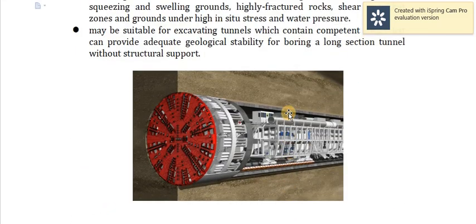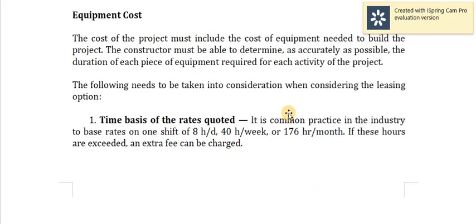So, there. Tapos na tayo sa equipment types. Next, let's go to equipment cost. So, the cost of the project must include the cost of equipment needed to build the project. The constructor must be able to determine as accurately as possible the duration of each piece of equipment required for each activity of the project. So, ito na nga.